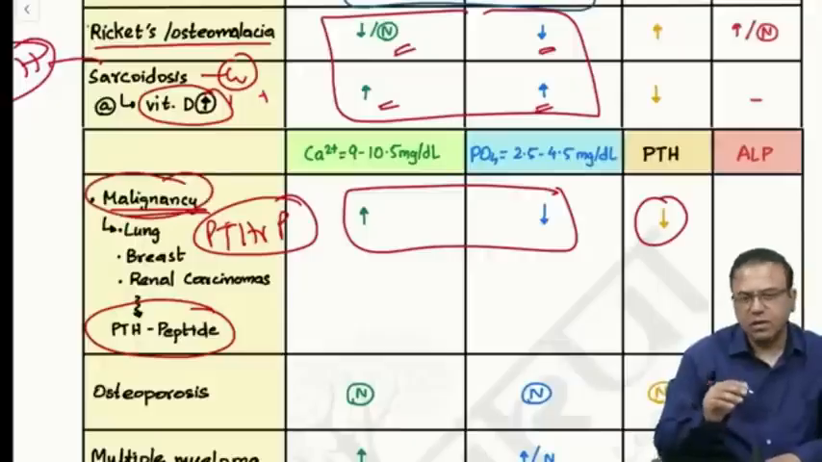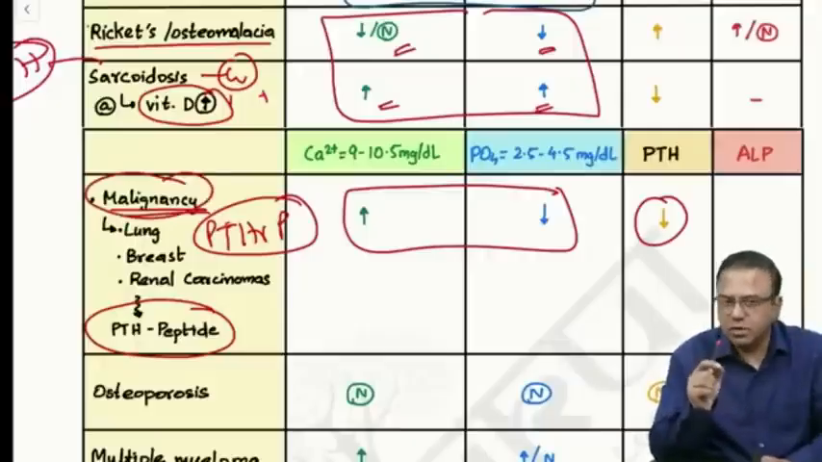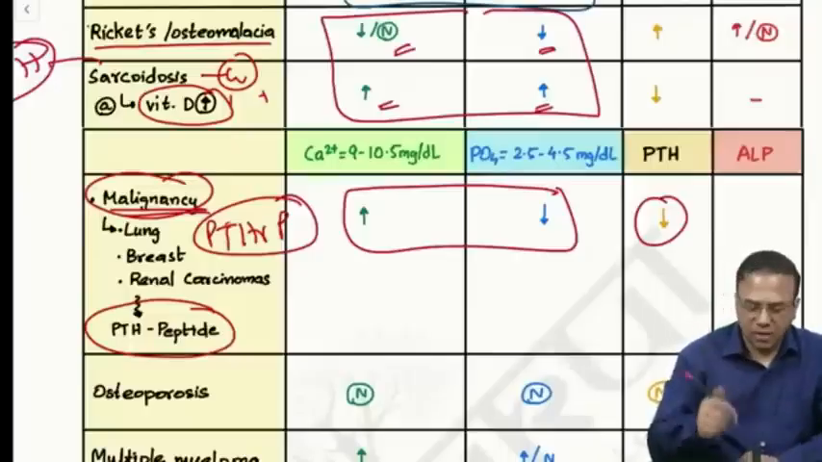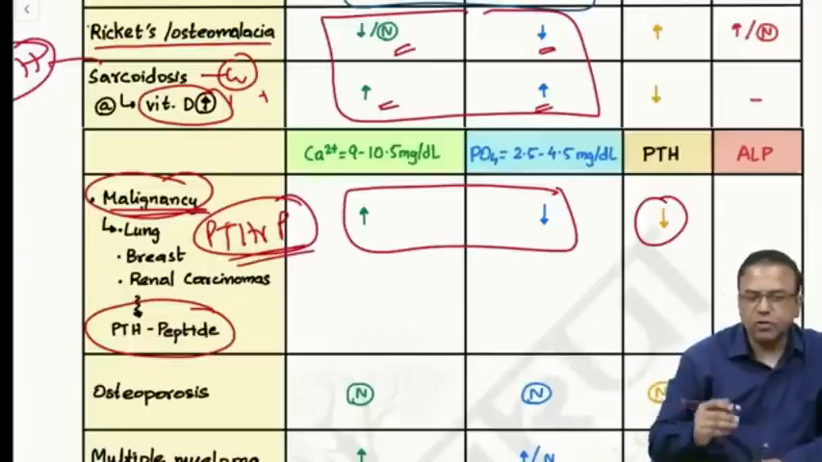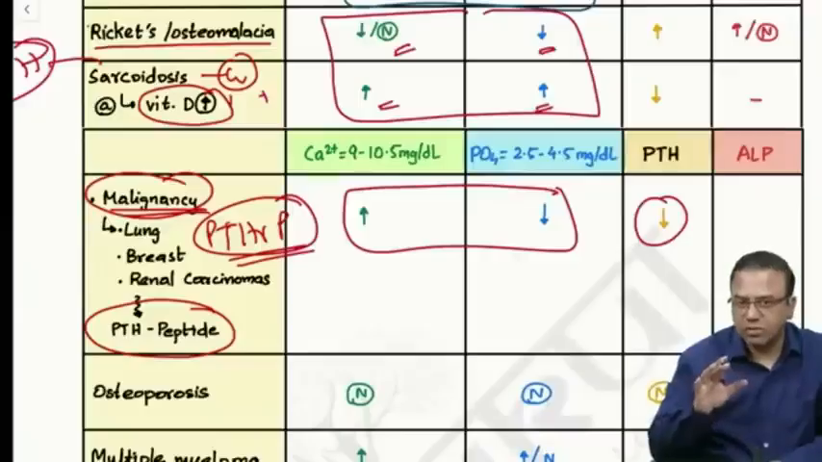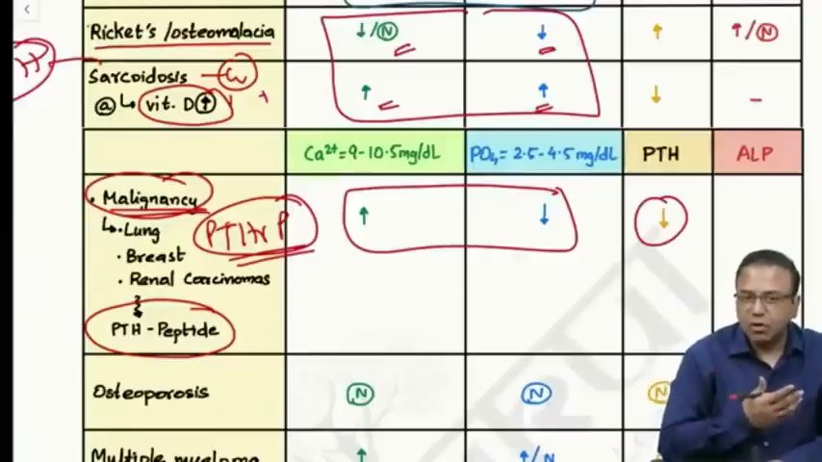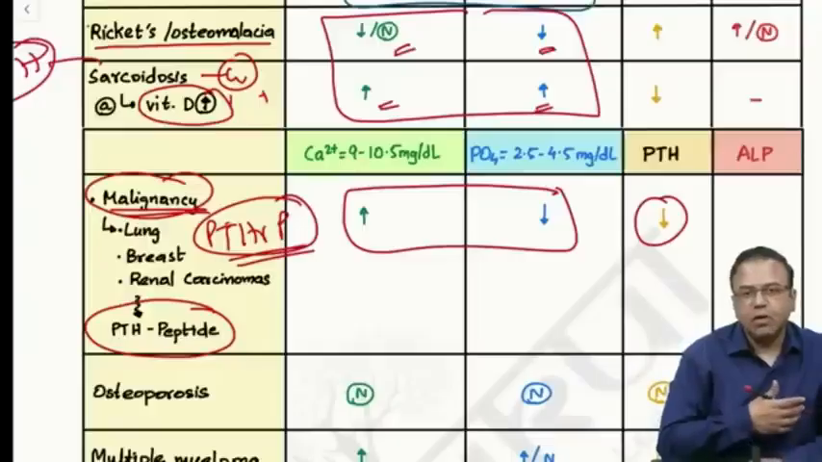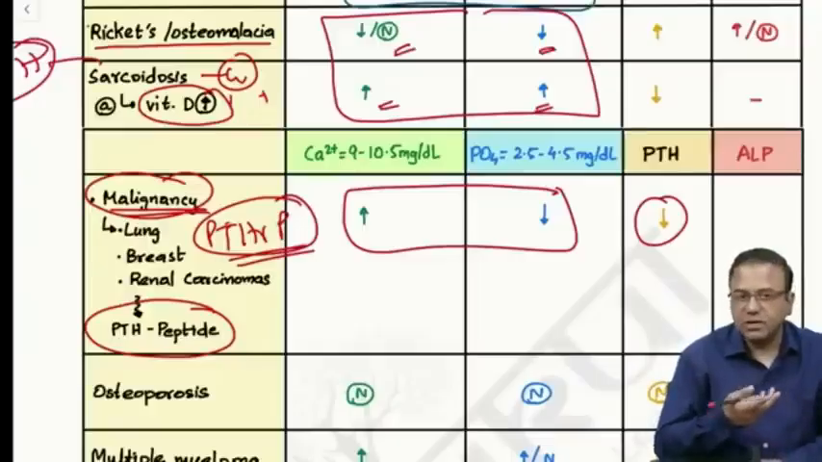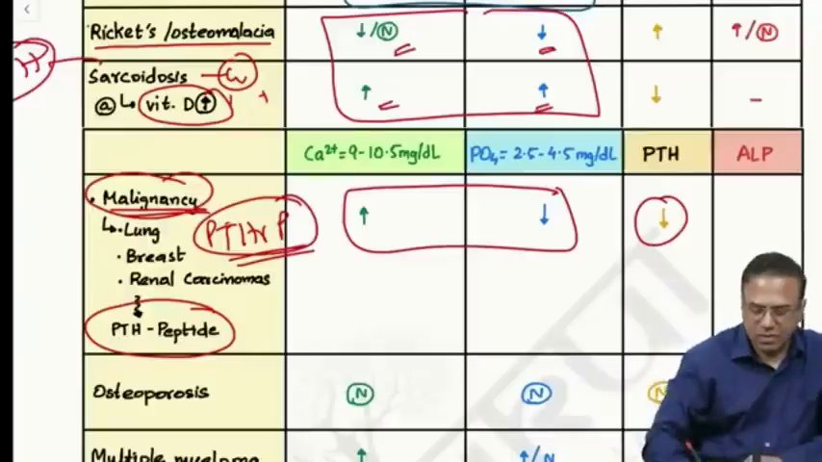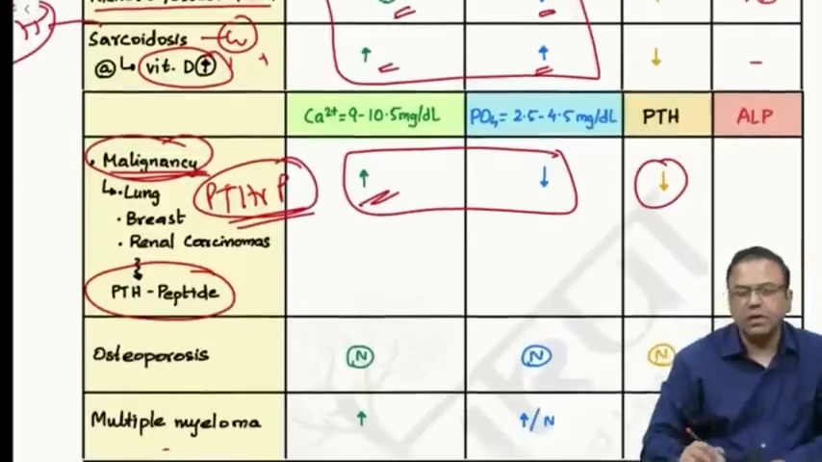Which cancer? Lung, breast, renal. The trick here in the MCQ, they'll ask you which lung cancer. Now many students have this idea, paraneoplastic is small cell. Be careful, parathormone related peptide is produced by squamous cell, not small cell. Be careful of that. Cushing syndrome is small cell. SIADH is small cell cancer of the lung, but not hypercalcemia. Hypercalcemia is squamous cell of the lung. So be careful of that. It's not small cell.